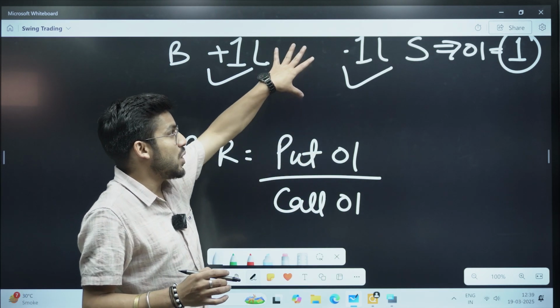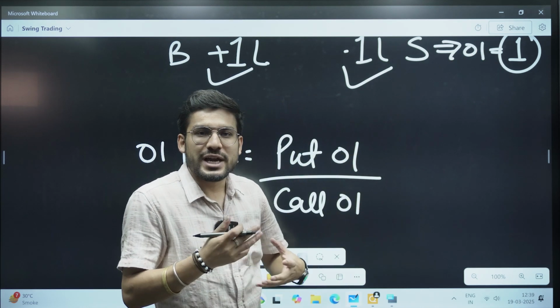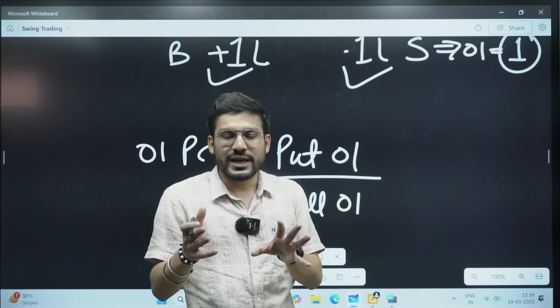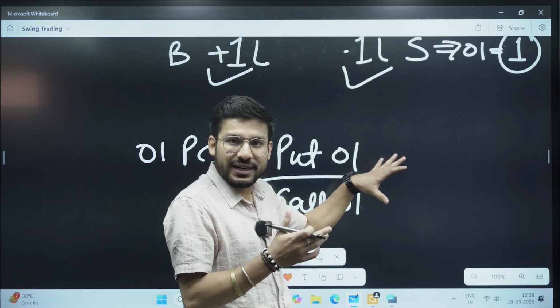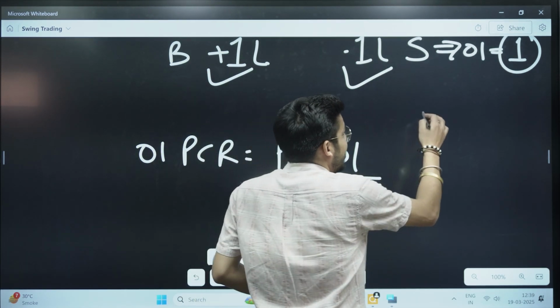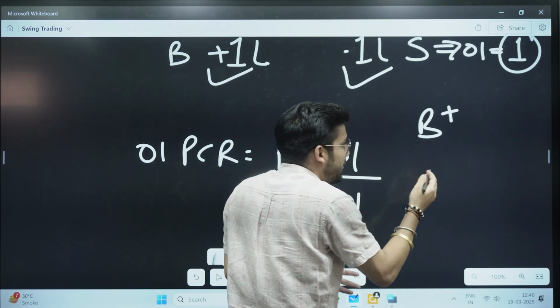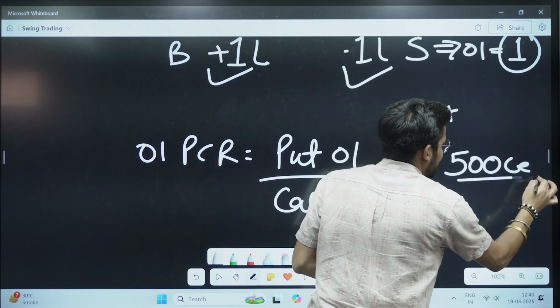Now I have told you how to calculate the open interest. When we are talking about open interest in options, we decipher the OI in terms of the seller in options. Why? Because there is a buyer. So if I'm buying a call option, for suppose it is a 500 call option, this is a strike price.